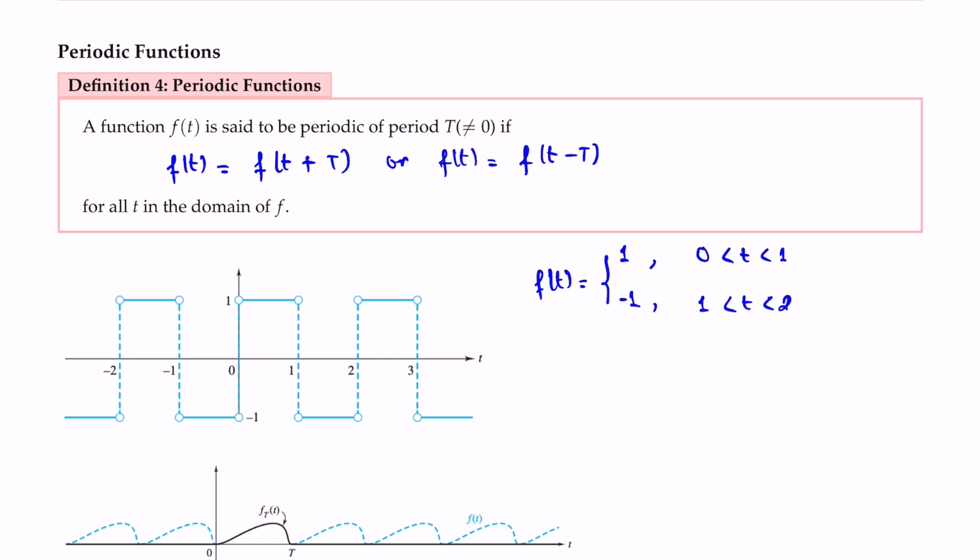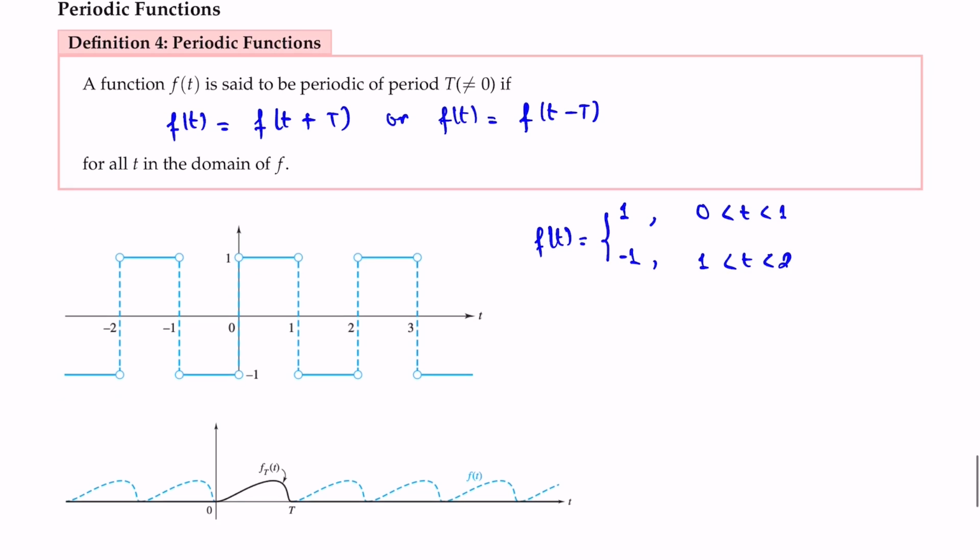So this is called periodic functions. More specifically, for the function that we're looking at, this is called the square wave function. The function is written in terms of piecewise defined functions. This function is periodic with period 2.